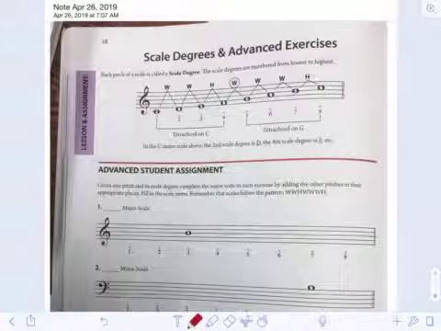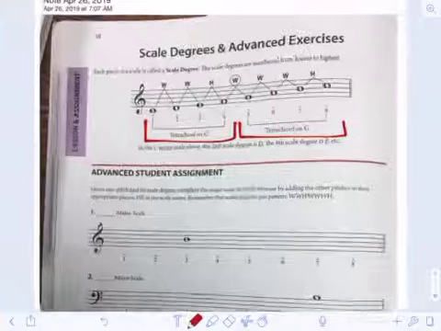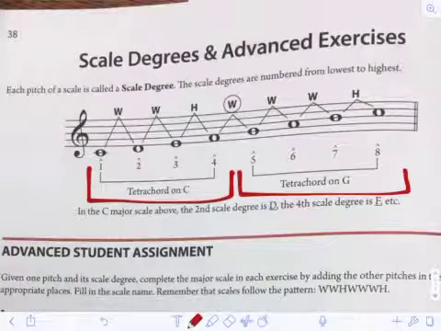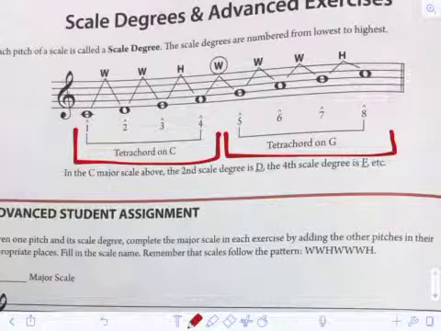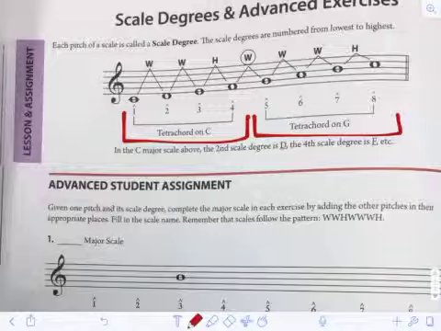We learned earlier this week about major scales, how we could take tetrachords or groups of 4 pitches and combine them together to make an 8-pitch scale. Each pitch of a scale is called a scale degree. So we just number them 1 through 8, and you can see they have a little degree symbol above each number. The scale degrees are numbered from lowest to highest. In the C major scale above, the 2nd scale degree is D, the 4th scale degree is F, etc. So we can name all of the scale degrees by letters, by solfege, and by numbers.